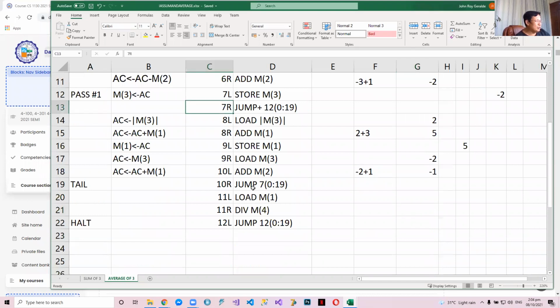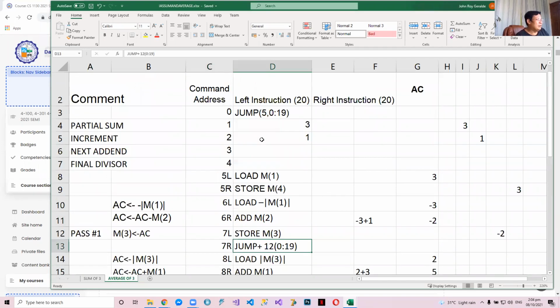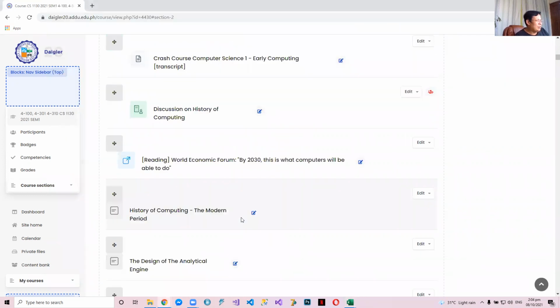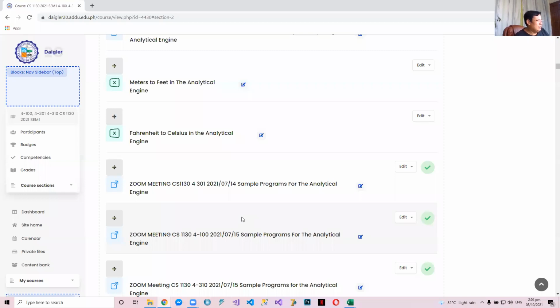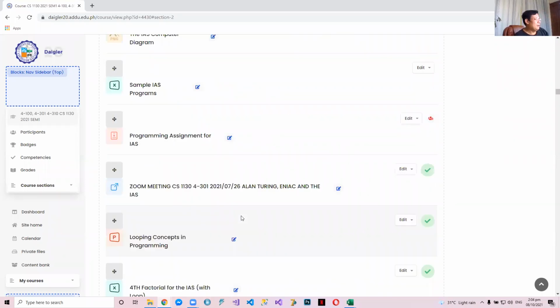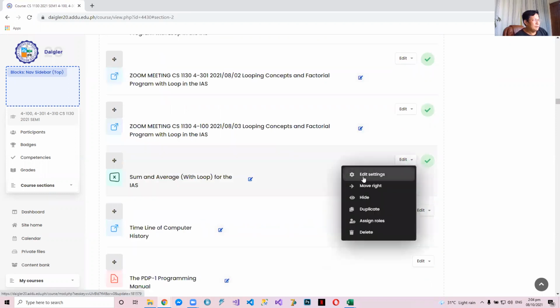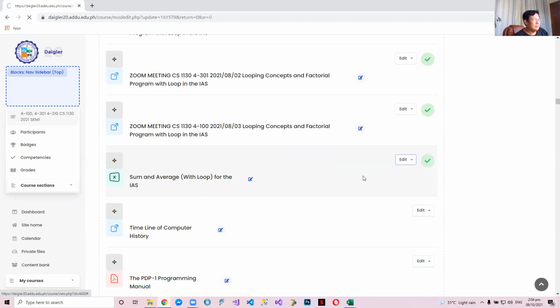Okay, but now we will jump to 12, which should not be 12. This should be 11. I'm sorry, no? It should be 11, because we will not terminate right away. Do you follow? We should not terminate right away, but we should divide first. We should divide the final result first. Okay, let me just edit this first.